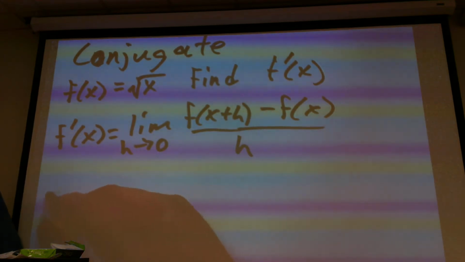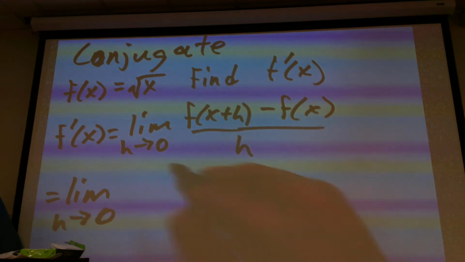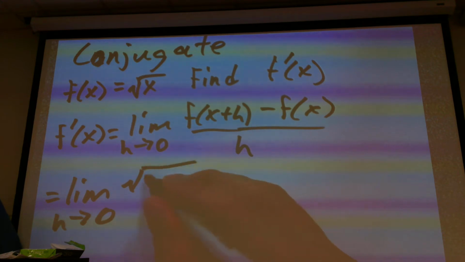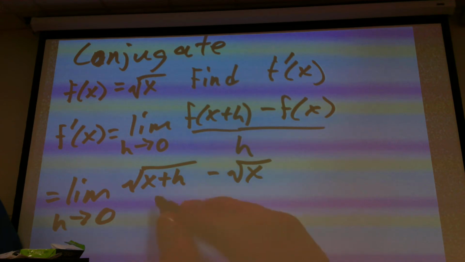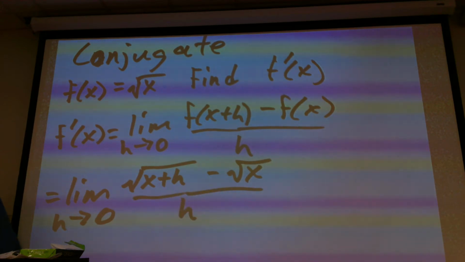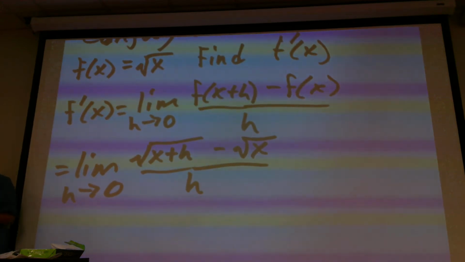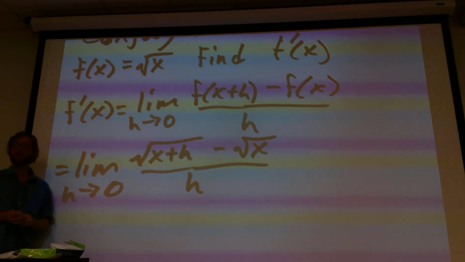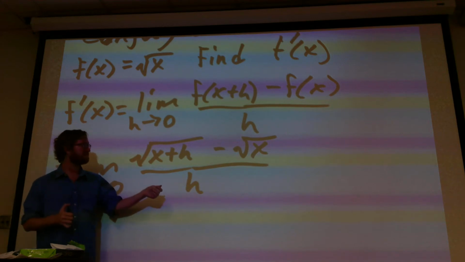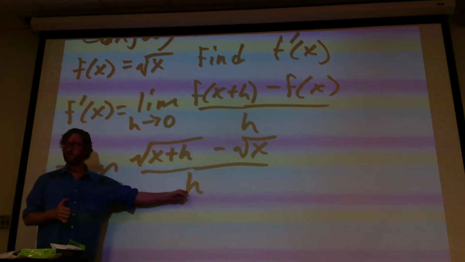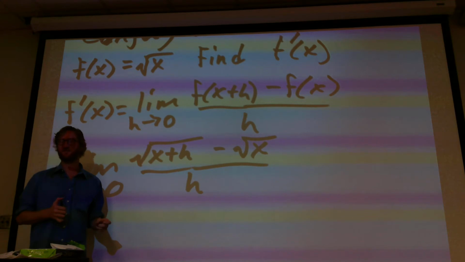All right. This becomes the limit as h tends towards 0. This is going to be the square root of x plus h minus the square root of x, divided by h. All right. On the previous problems that we were dealing with, we wanted to cancel out the first and the last term so that then we could cancel out all the h's and get rid of that h on bottom. We can't do that on this problem.